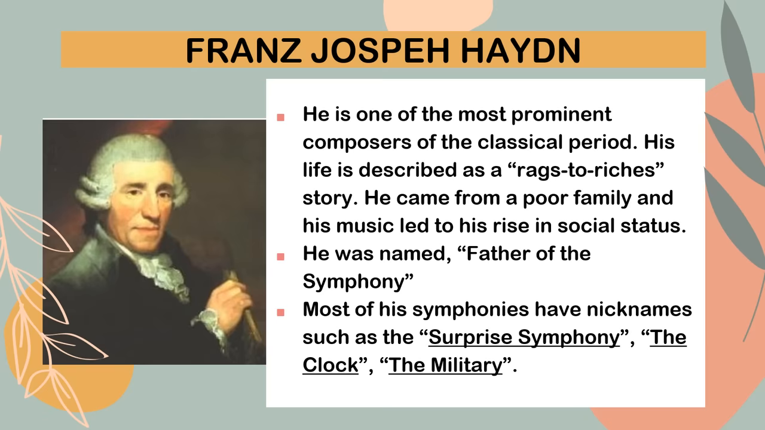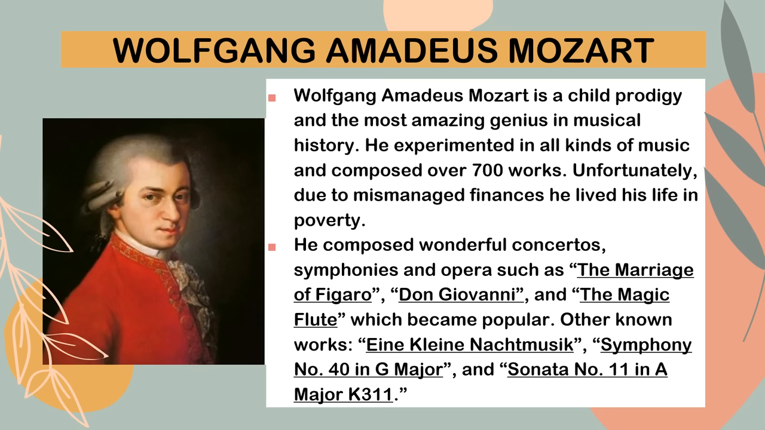Next is Wolfgang Amadeus Mozart. Mozart is a child prodigy and the most amazing genius in musical history. He experimented in all kinds of music and composed over 700 works. Unfortunately, due to mismanaged finances, he lived his life in poverty. He composed wonderful concertos, symphonies, and operas such as The Marriage of Figaro, Don Giovanni, and The Magic Flute, which became popular. Other known works are Ein Kleinod Musik, Symphony No. 40 in G major, and Sonata No. 11 in A major, K311.